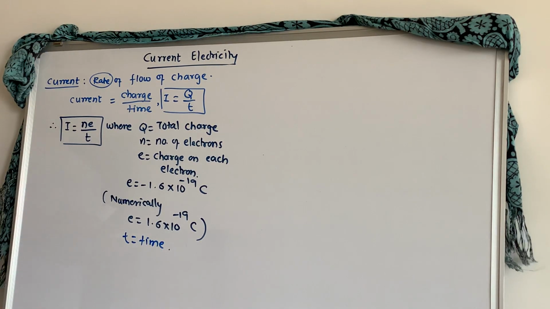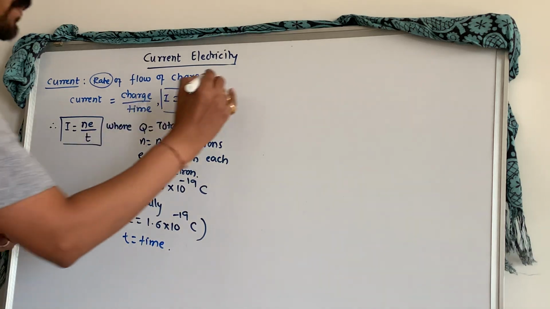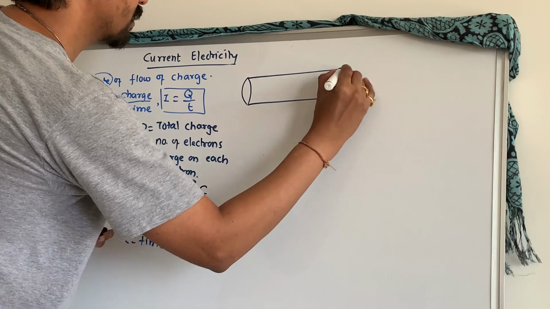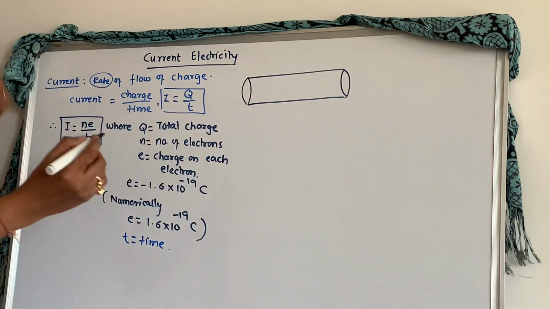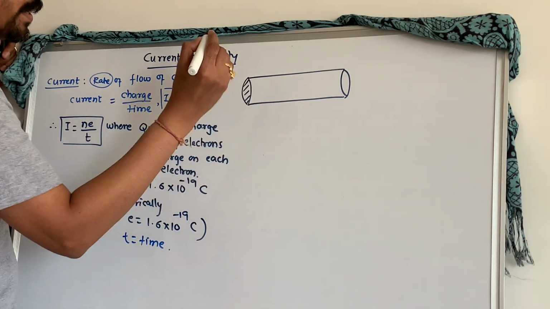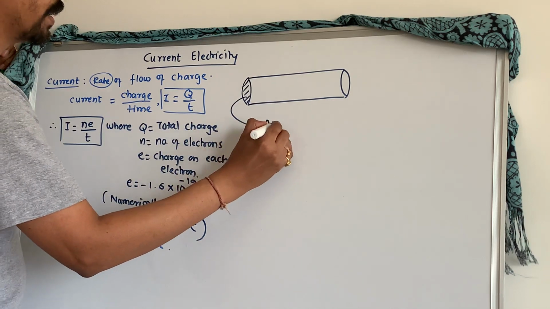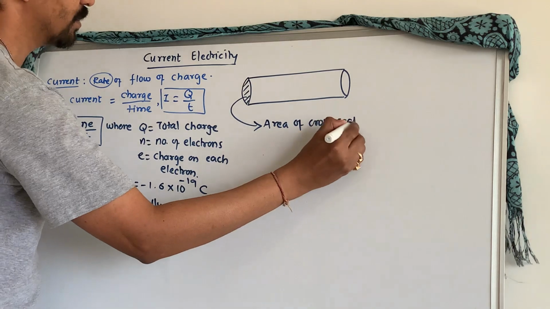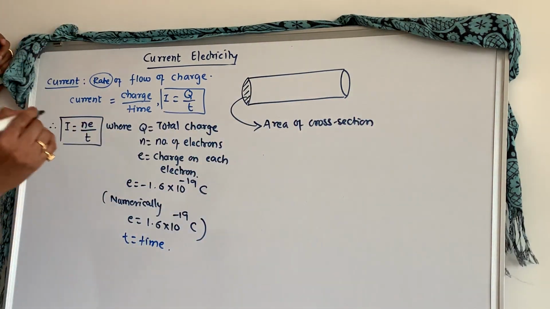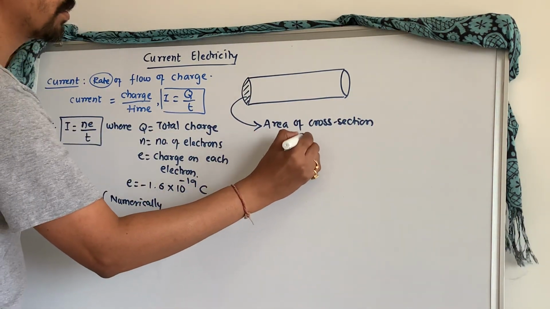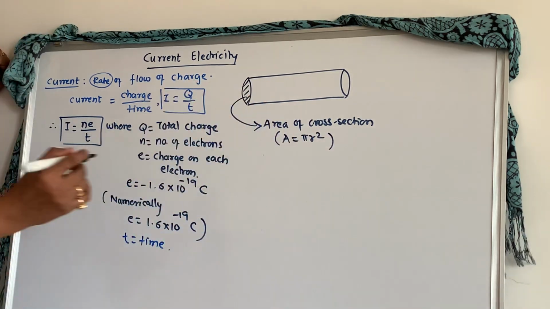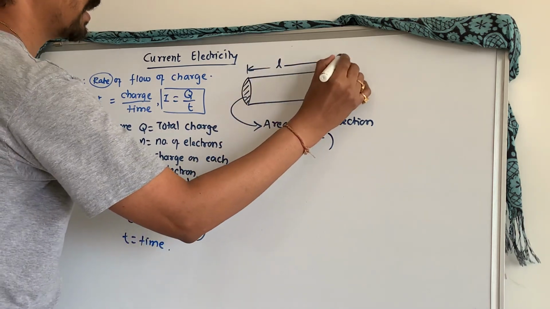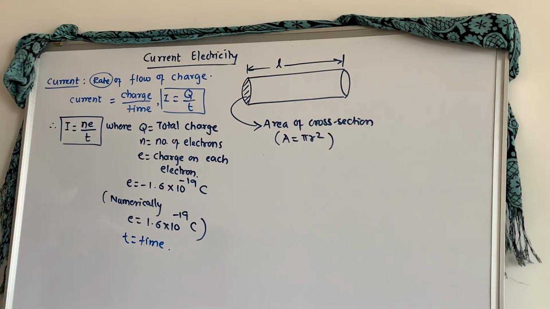Now we will see what will happen. This is our conductor. Say metals are good conductors. This is any conductor. This part is called the area of cross section, which is A, equal to pi r square, where r is the radius, and this is the length of the conductor, which is L.